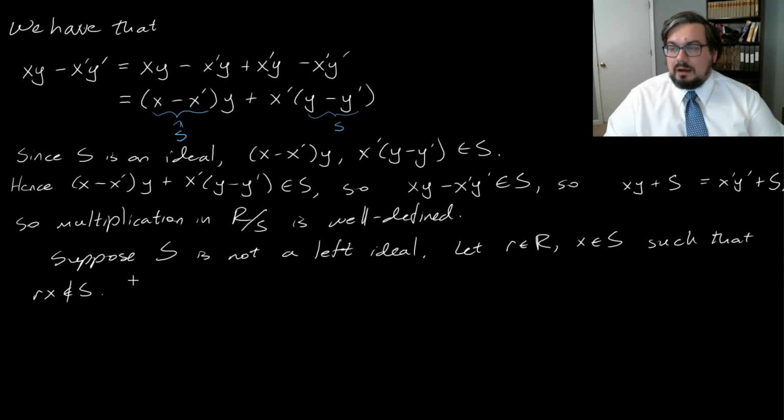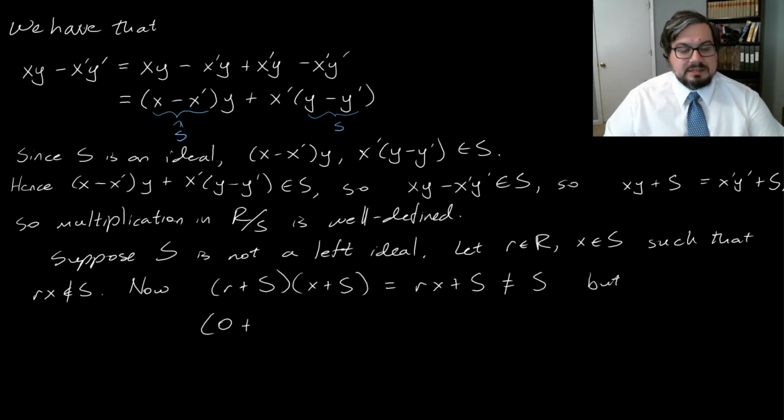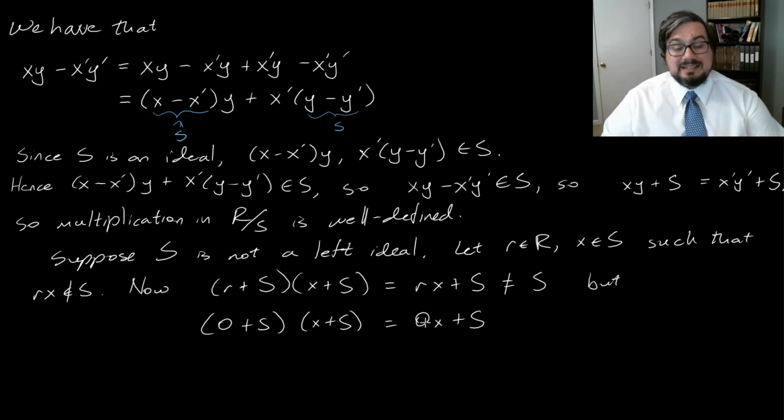So now we have that r plus S times x plus S, using the multiplication definition that we had above, is equal to rx plus S, which in particular, notice, is not equal to S, since rx does not belong to S. But if we take 0 plus S times x plus S, this will give us 0x plus S, and 0 times x is just 0. And so 0 times x plus S is equal to S.